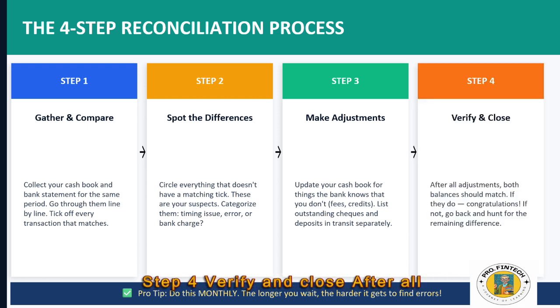Step 4. Verify and close. After all adjustments, your adjusted cash book balance and your adjusted bank balance should match. If they do, congratulations, you have successfully reconciled. If they don't, you keep hunting. There's still a difference hiding somewhere.